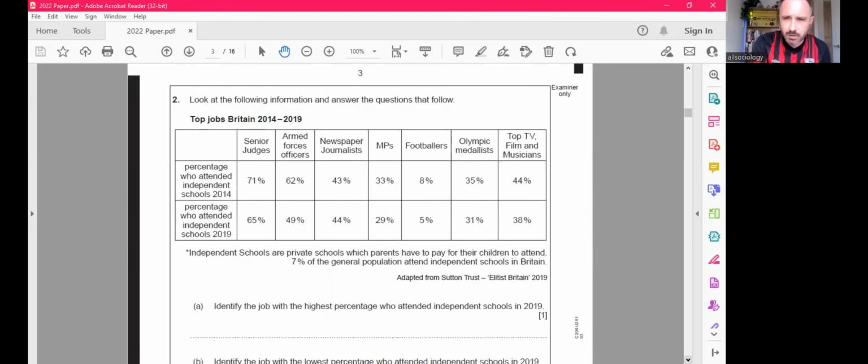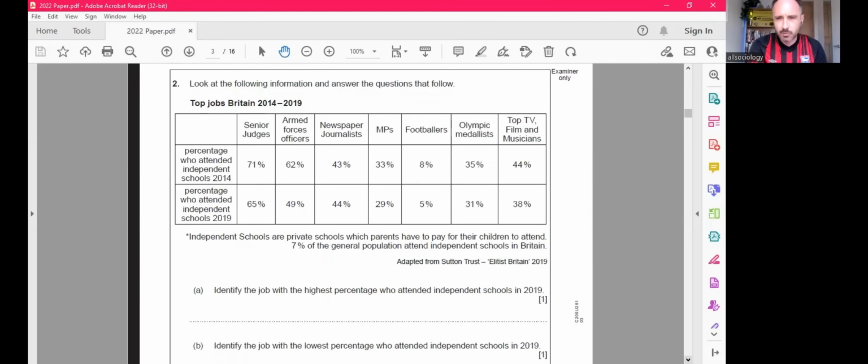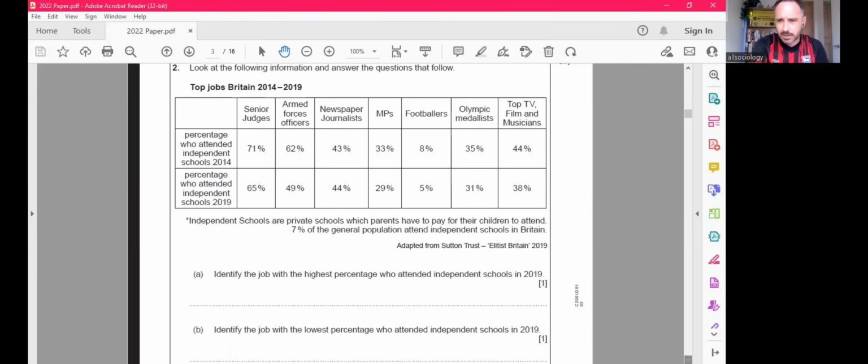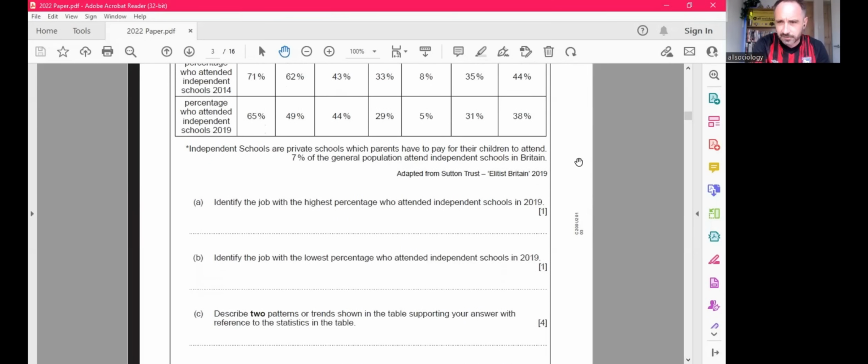Now, question 2, I will need to go through this a little bit with you guys. Question 2 asks you to look at the following information and answer the question that follows. You're given a table there of top jobs in Britain between the years of 2014 and 2019. It shows the people who have these jobs and who attended independent schools, which is either a private school or a public school, in 2014 or in 2019. What you've got to do with this is basically what I call data interpretation. The first question says, identify the job with the highest percentage who attended independent schools in 2019.